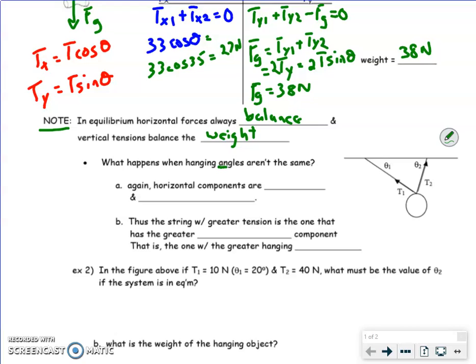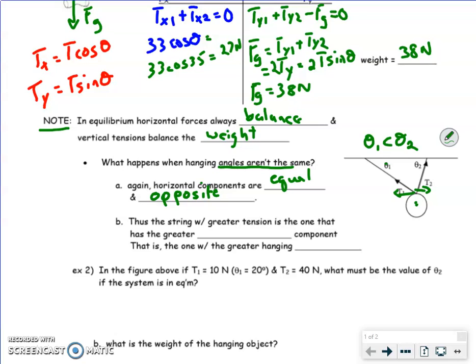Now, what happens when the hanging angles aren't the same? That's not easily done, but you can imagine that one string is higher than the other, but I haven't drawn it here. So I have theta 1, I have theta 2, and the important thing in this one is the way I've drawn it, theta 1 is less than theta 2. Okay, once again, this is an equilibrium. So if I draw components, I have to draw it such that the horizontals are the same. There's no way they can't be the same. So they're going to be equal and opposite.